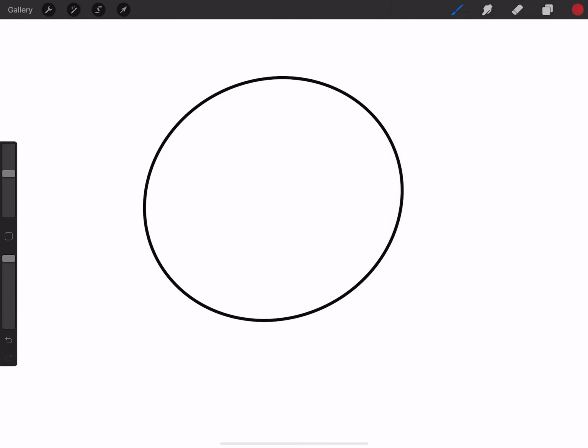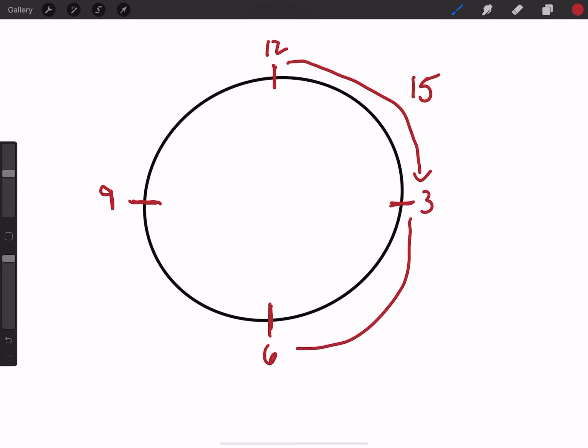So, first thing is you have 12 pieces. Now, I'm not going to draw all 12 first. I'm just going to draw 4 of those pieces. Okay, now this is going to be 12, 3, 6, and 9. Now, these are 15-minute intervals. So, to go from 12 over to 3 is 15 minutes. To go from 3 to 6 is another 15 minutes.